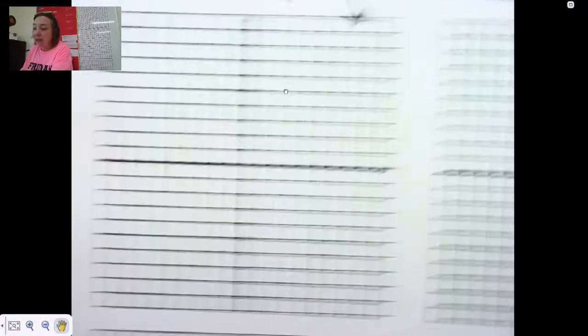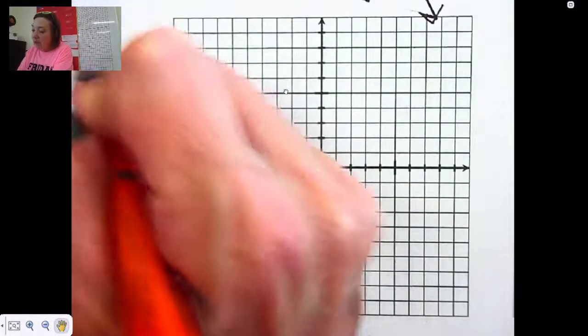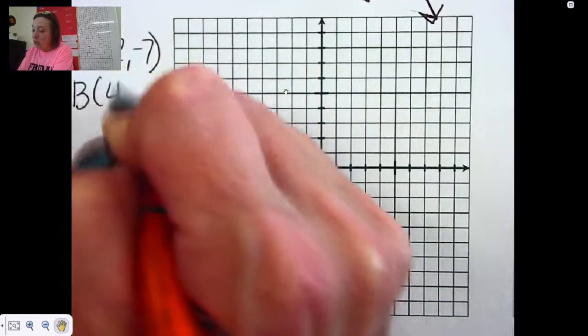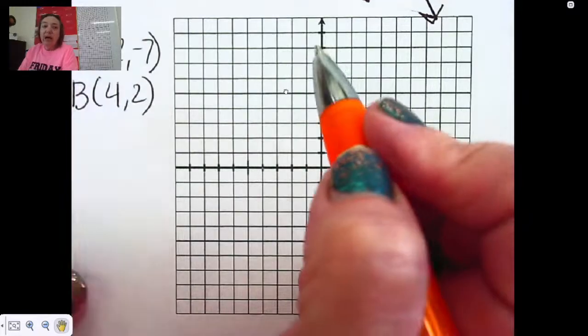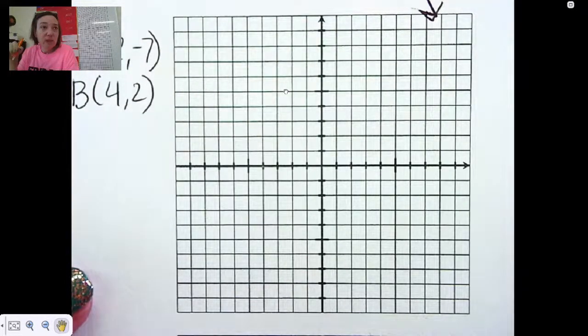Or you graph it and I'll graph it. So on number 9, we're going to be graphing A is -2, -7. B is 4, 2. So let's graph that one. I'm going to graph it and then find its slope, because that last one was a little confusing to do when I had 2 lines on there already. So I'm going to graph it first and I'll find the slope.